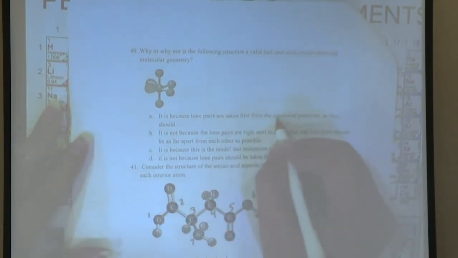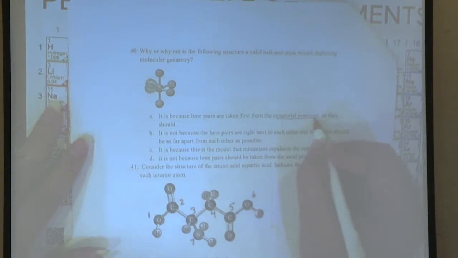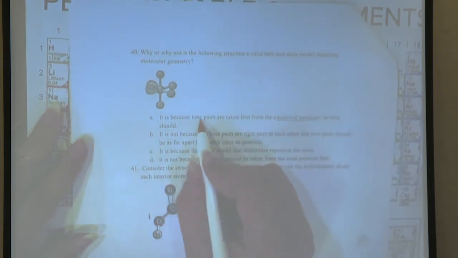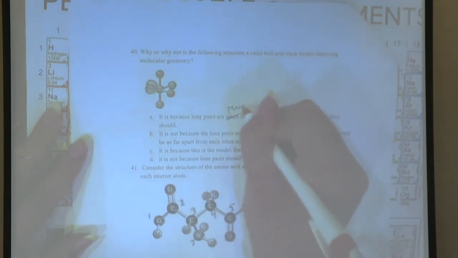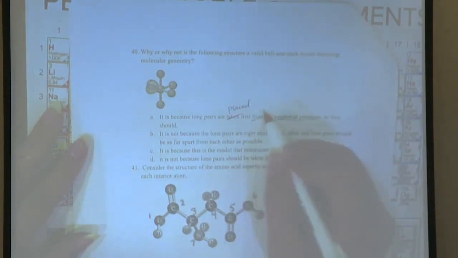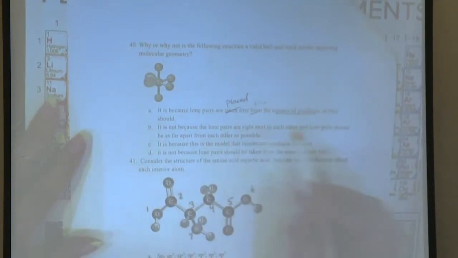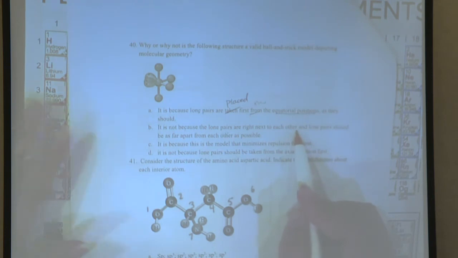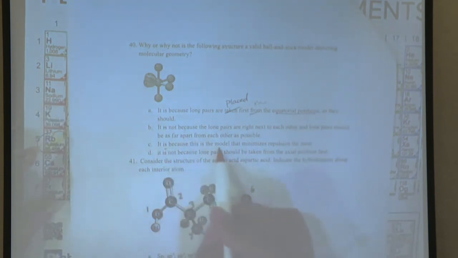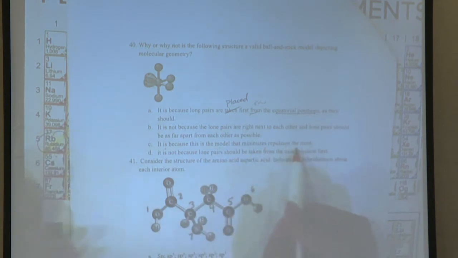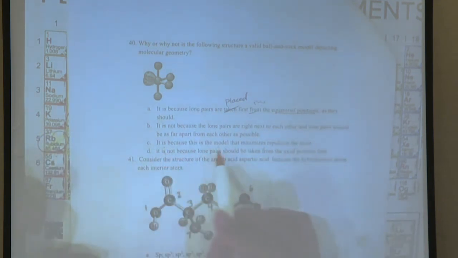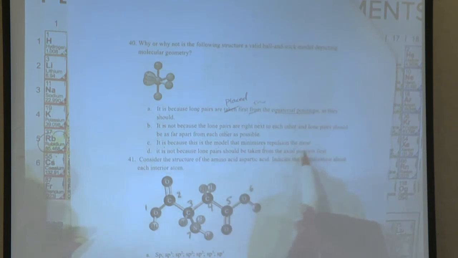Second part is true. Equatorial positions, I don't think I wrote this correctly, are placed first on the equatorial positions, as they should. B, it is not because the lone pairs are right next to each other, and lone pairs should be as far apart from each other as possible. C, it is because this is the model that minimizes repulsion the most. D, it is not because lone pairs should be taken from the actual axial position first.